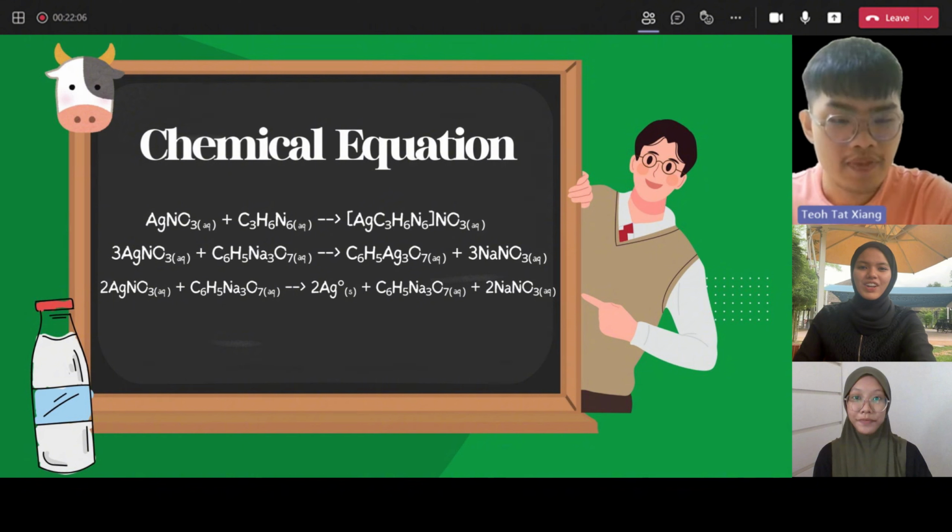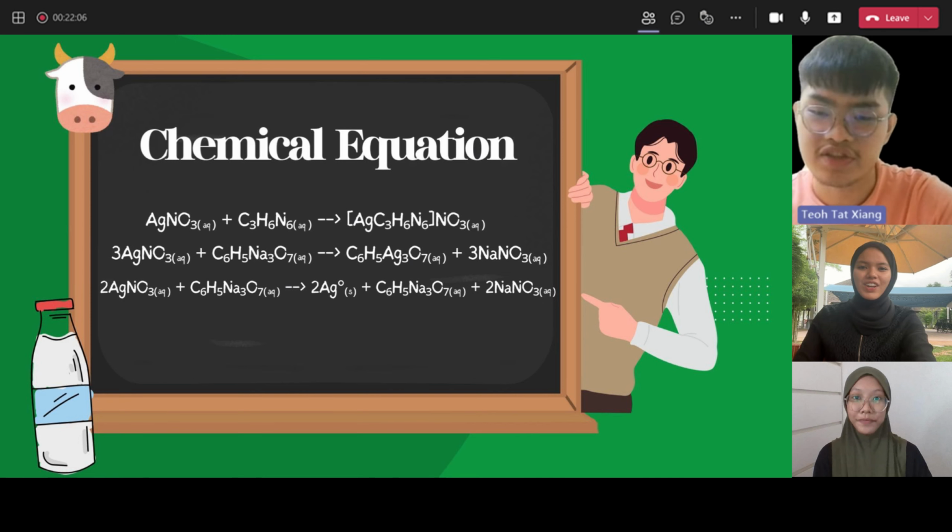Okay, so look at the second and third equation. We can see sodium citrate is involved here. So what's the role of sodium citrate in this case? Sodium citrate actually helps to control the stability of silver nanoparticles. When melamine is present, it will disrupt the stability of silver nanoparticles. This disruption will trigger the aggregation early, so it will help to detect the color changes. That's why sodium citrate is important in this case. Now let's move to the next section.